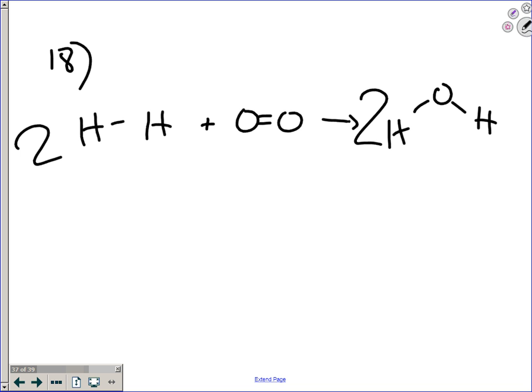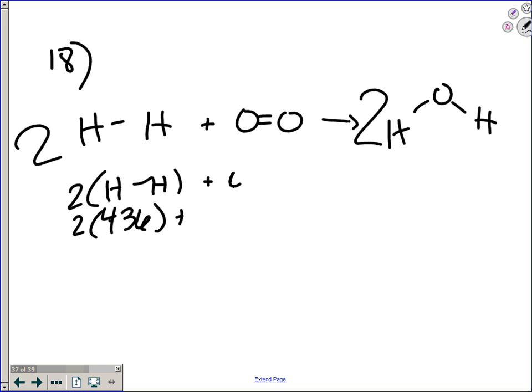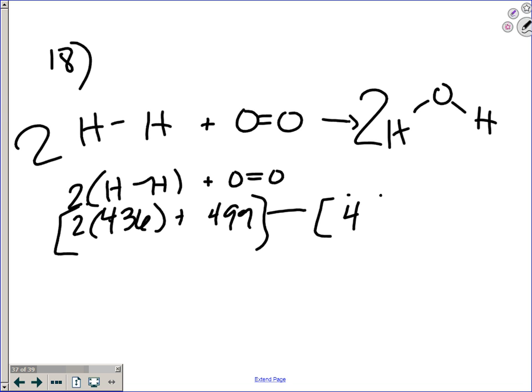So what number goes with this? This is 2H. So 2 times what? 436. And then this is 1 double bond O, 499. Subtract. So this is the summation, right? And then we're going to subtract what? Okay, make sure we weren't saying 2. That's the piece where people mess up. There's 2 OH bonds, but there's total 2 molecules. There's 4 times what? 464.